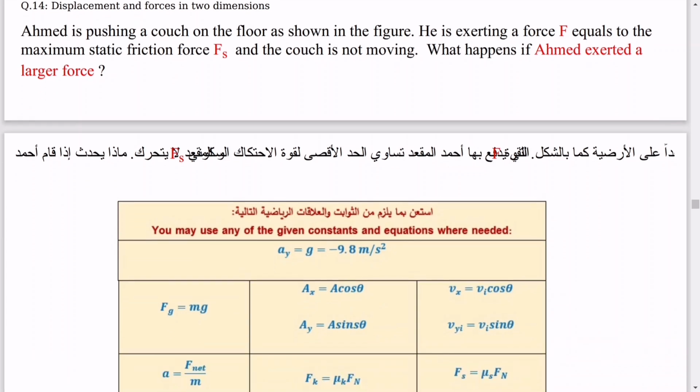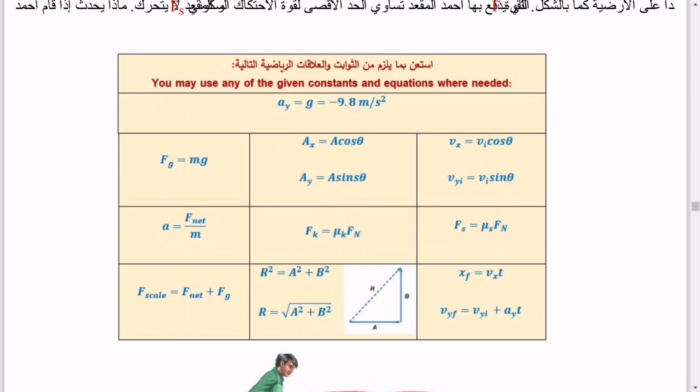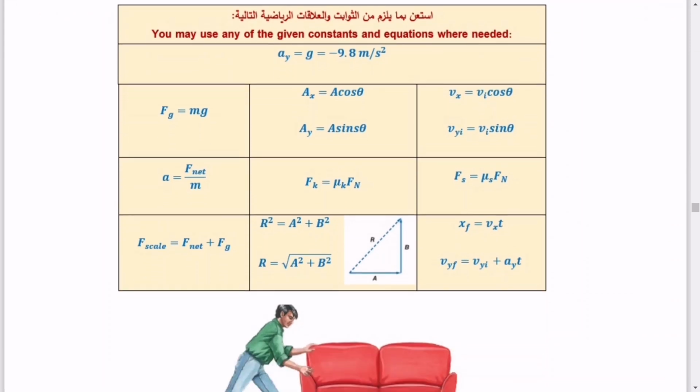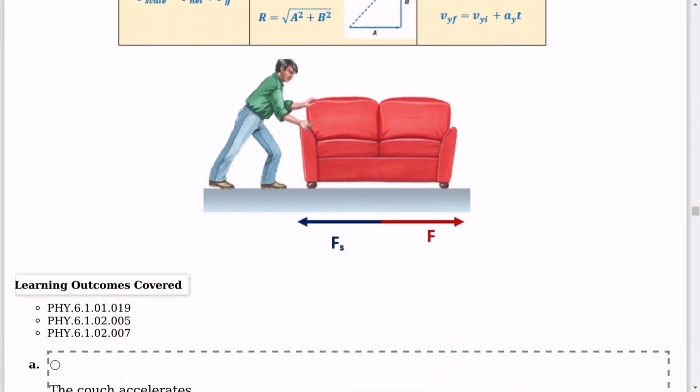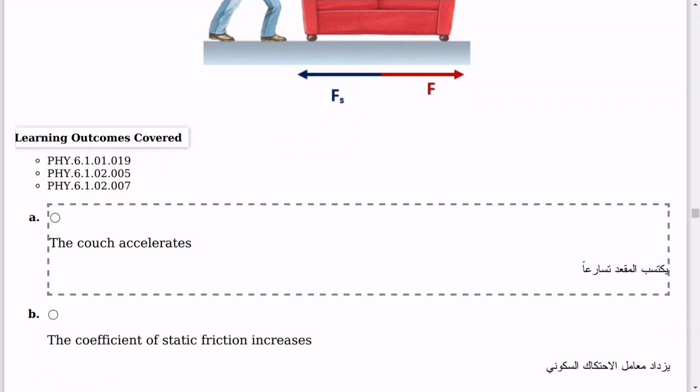Question number 14. Ahmed is pushing a couch on the floor as shown in the figure. He is exerting a force F equal to the maximum static friction. The couch is not moving. What happens if Ahmed exerts a larger force? If Ahmed exerts a larger force, the applied force is greater than the maximum value of static friction, so the couch will accelerate.